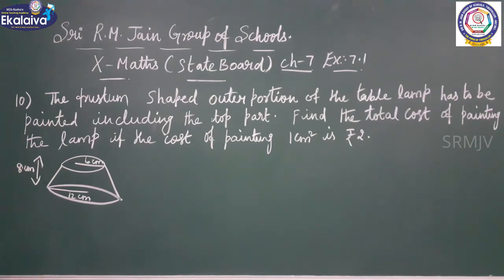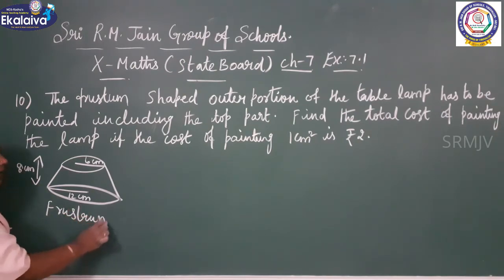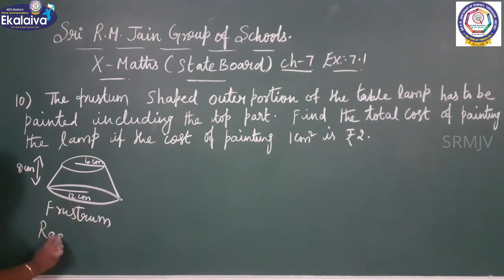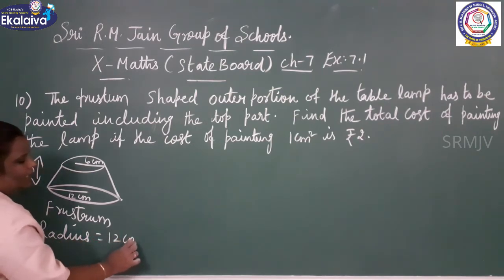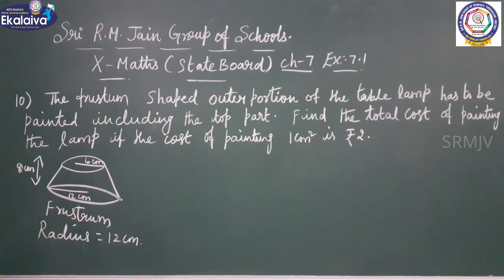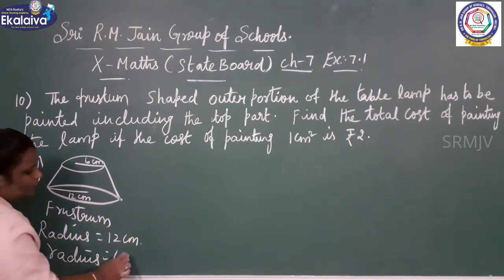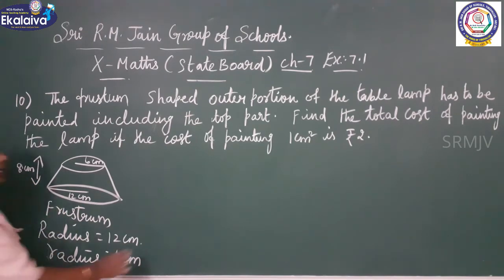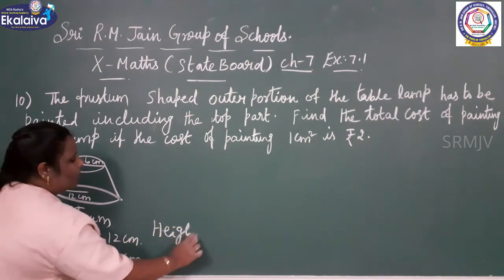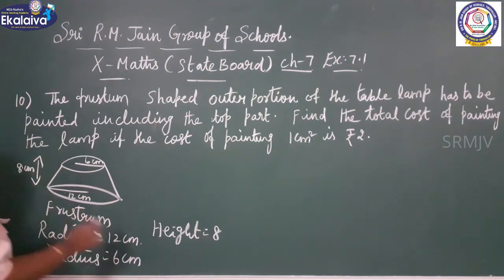This is the shape of the frustum. The external radius capital R equal to 12 centimeter, small r equal to 6 centimeter and height equal to 8 centimeter.